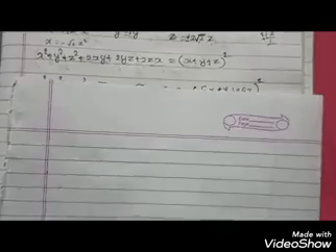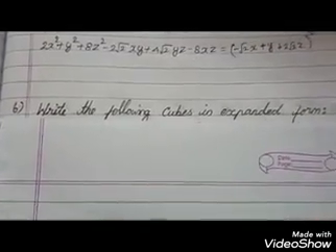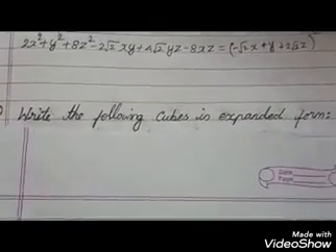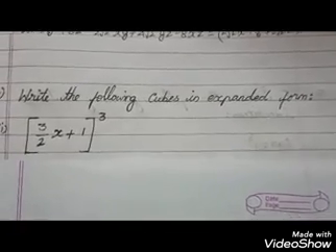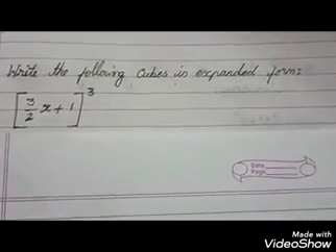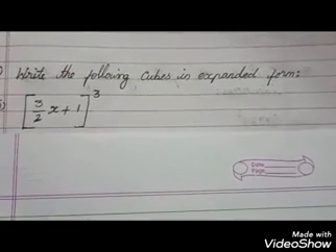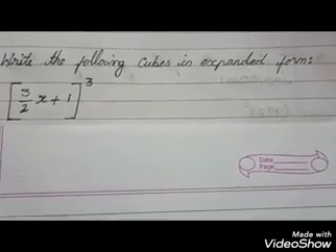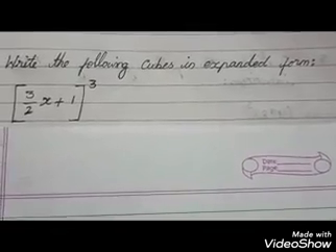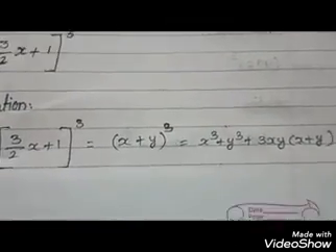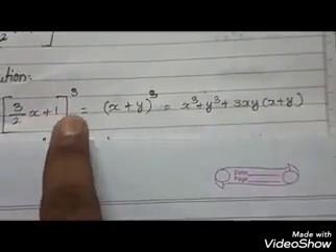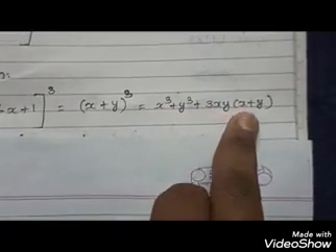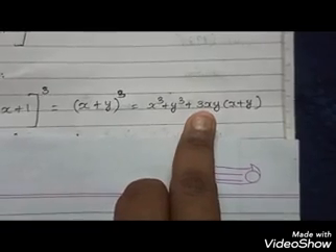And next we move on to Roman numeral 6. The 6th Roman: write the following cubes in expanded form. So you know the cube. The first question is 3 by 2x plus 1 the whole cube. Already it is given: write the following cubes in expanded form. So this is a cube. Which identity is suitable? It should be x plus y the whole cube. So 3 by 2x plus 1 whole cube is equal to x plus y the whole cube. This can be written as x cube plus y cube plus 3xy into x plus y, otherwise 3x square y plus 3xy square.